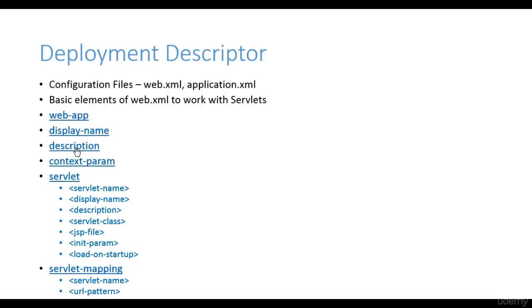Context param is also an optional element that contains the declaration of a web application's servlet context initialization parameters. ServletContext is one of the interfaces in Servlet API. Let me help you understand more about servlet context. Servlet context is used by servlets to communicate with the servlet container. For example, to get the MIME type of a file.